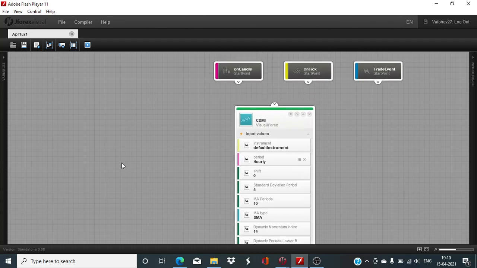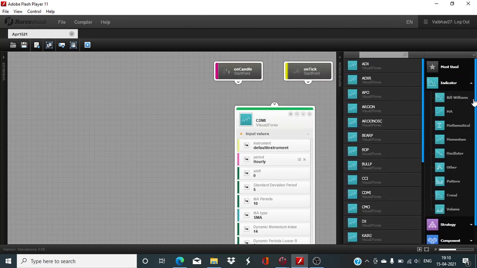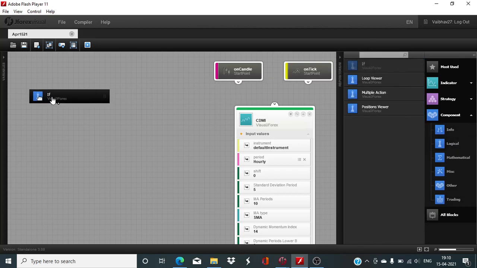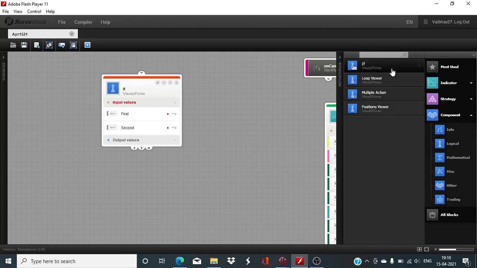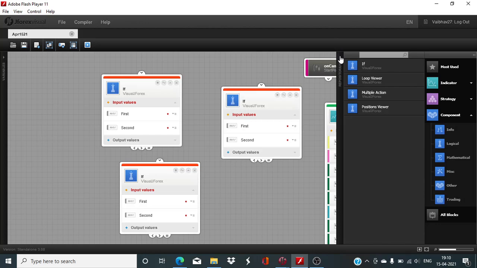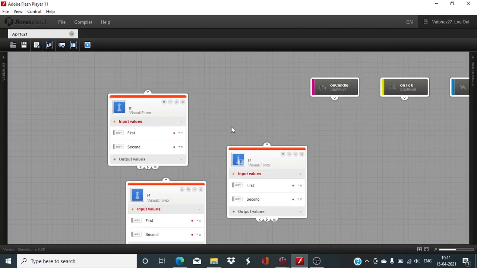Prior to that, I will carry out the instrument subscription. So we have to look for the if blocks, logical, and the position amount will need to be defined at 0.